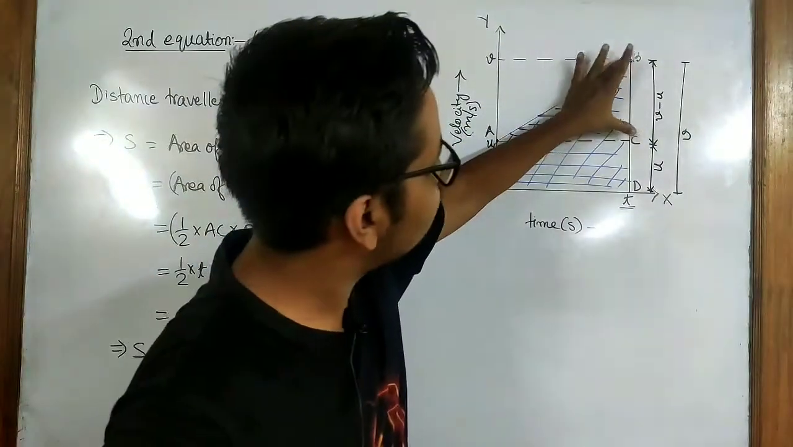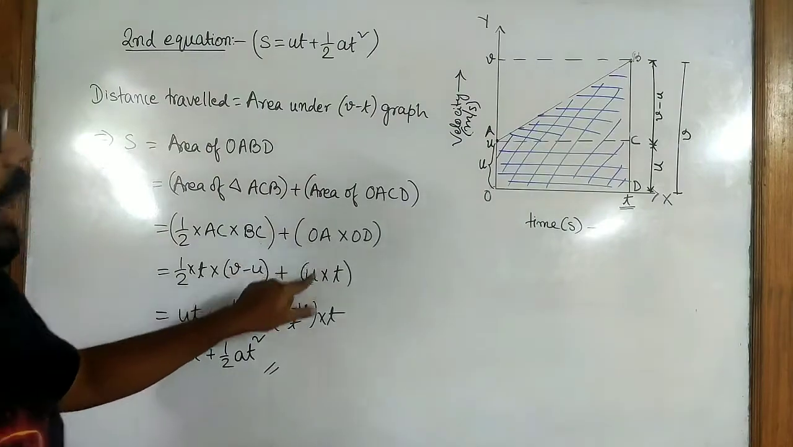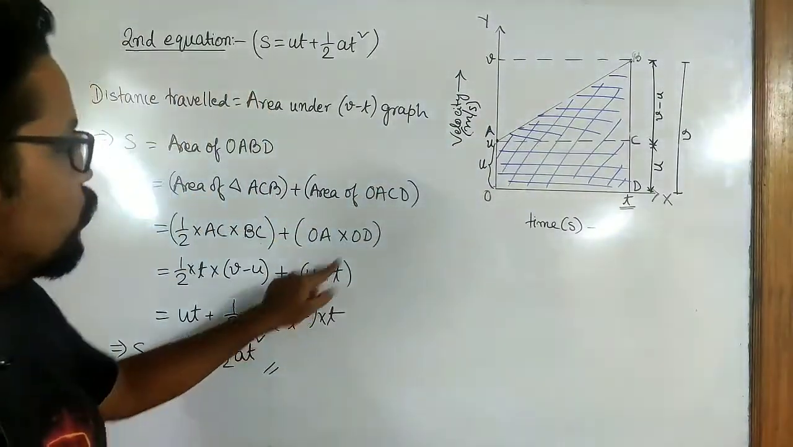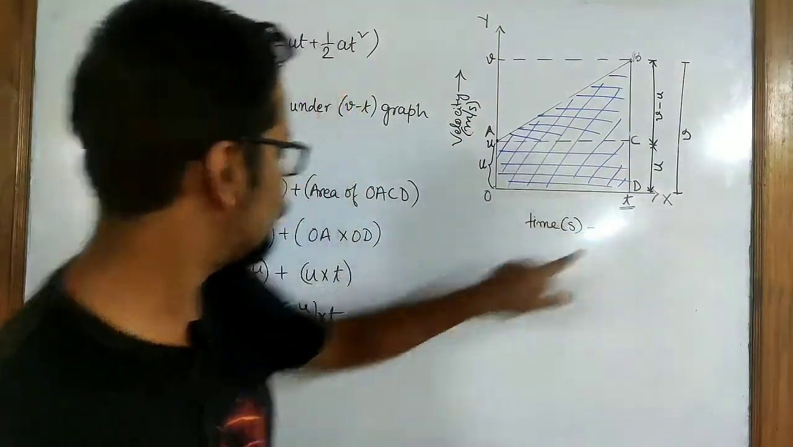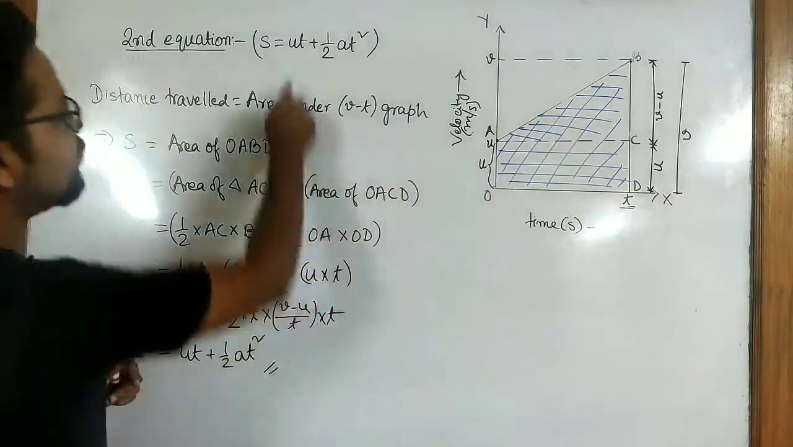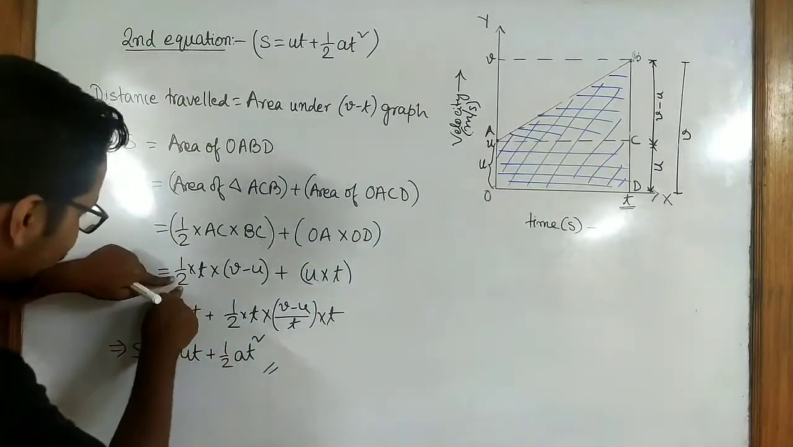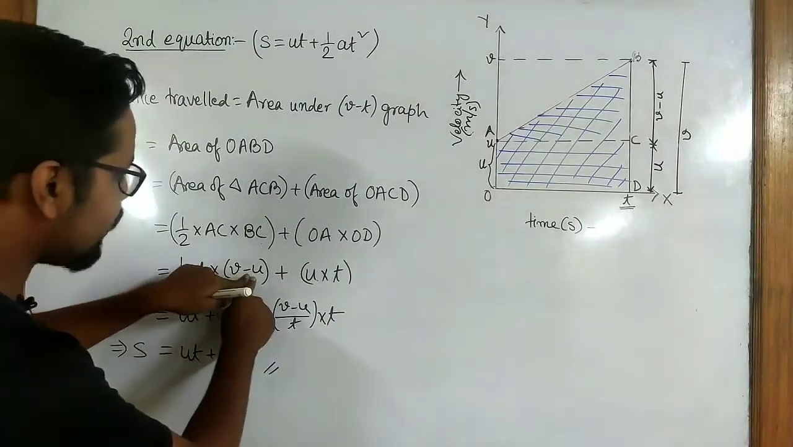BC is this part. BC is V minus U. So we have written V minus U plus OA. OA is U. So we have written U. OD is T. So we have written T. Now what we have to do, see here we have the UT, this part UT. So we have brought this at the beginning. UT plus half, then we have T, we have V minus U.